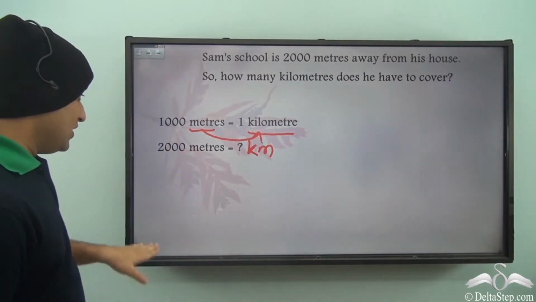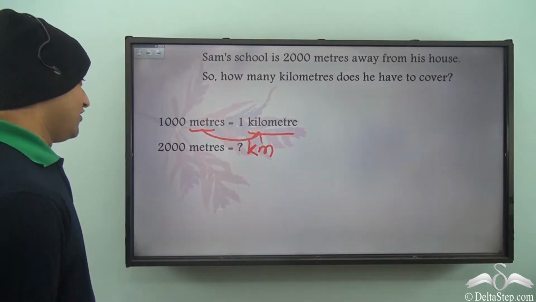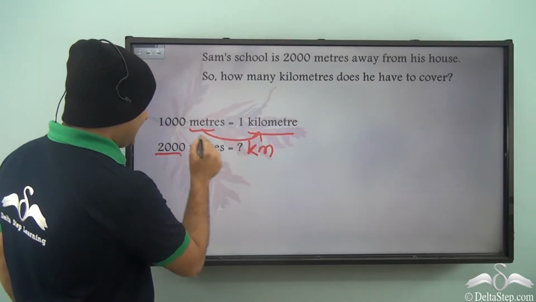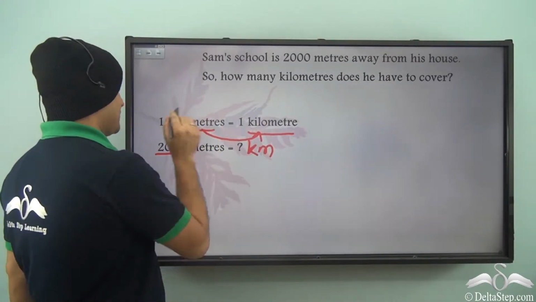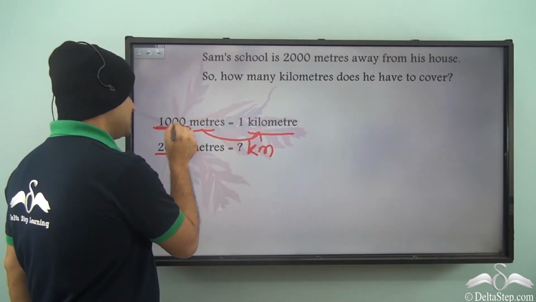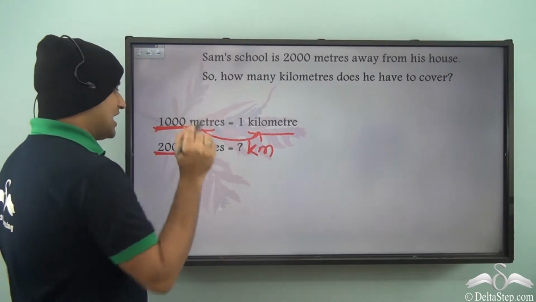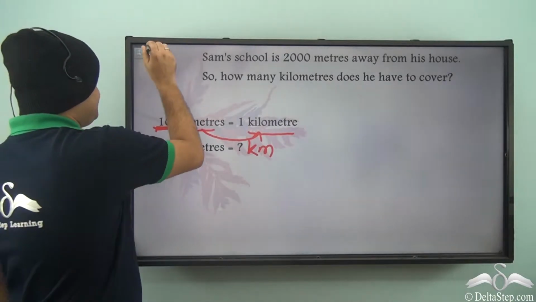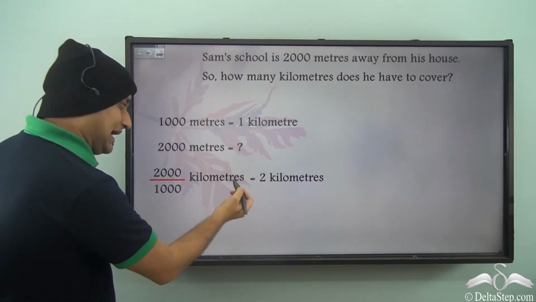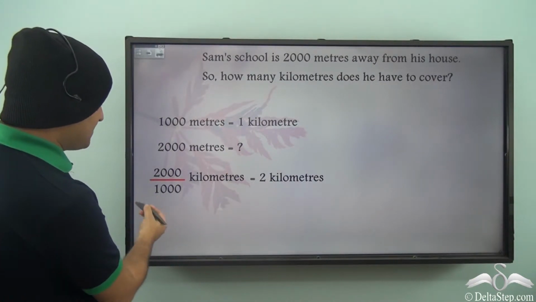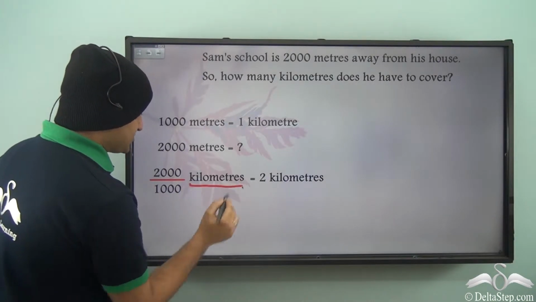So, we need to divide 2000 by what? Well, we need to divide by the conversion. That is, how many meters is 1 kilometer? Well, it's 1000 meters. So, we need to divide 2000 by 1000. So, it will be 2000 by 1000 kilometers. As soon as you divide it by 1000, this number converts to kilometers.